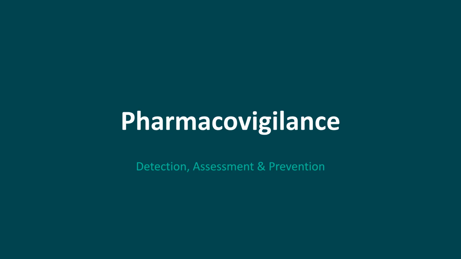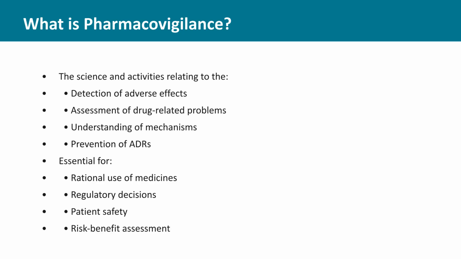Pharmacovigilance is the science and activities focused on the detection, assessment, understanding, and prevention of adverse effects related to pharmaceutical products. Key pharmacovigilance activities include spontaneous reporting systems like MedWatch, active surveillance, signal detection, causality assessment, and risk management strategies.